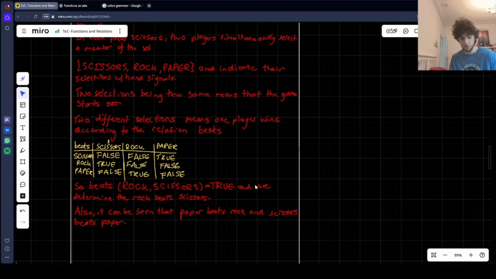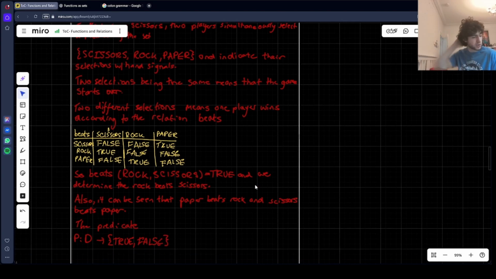Right. So the last bit to talk about, well, almost the last bit. If I have a predicate, the predicate P, which is just a function whose domain is D and whose range is always the set containing the elements true and false, right? So this is a predicate. The predicate P from D to the set {true, false} may be written.